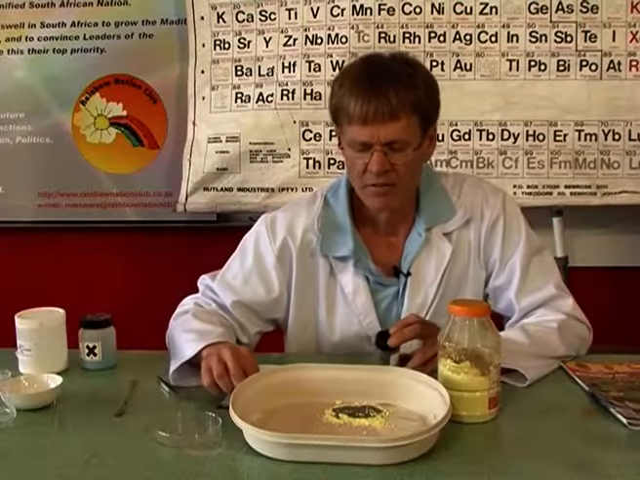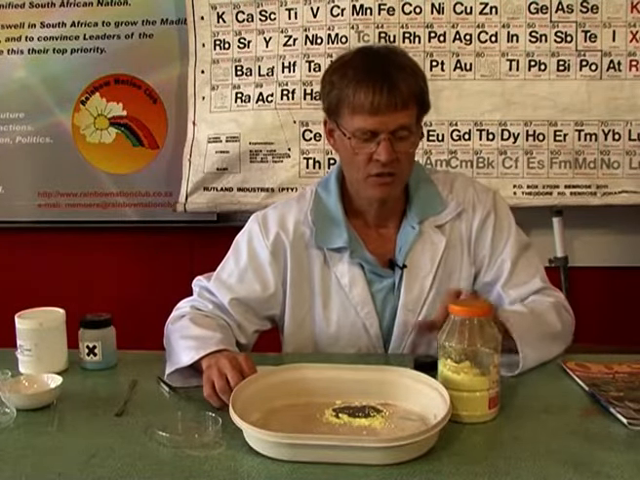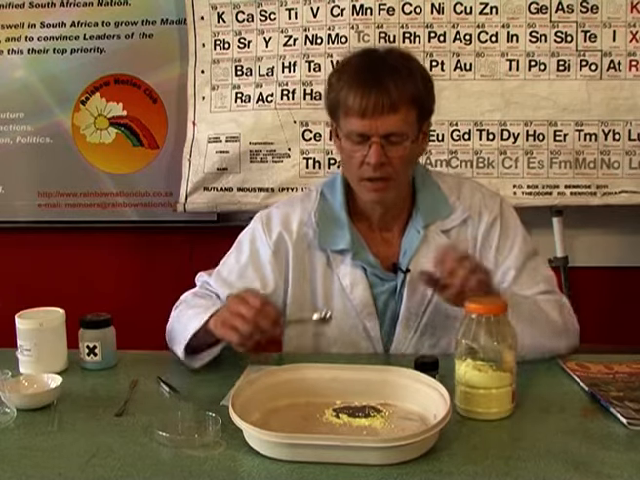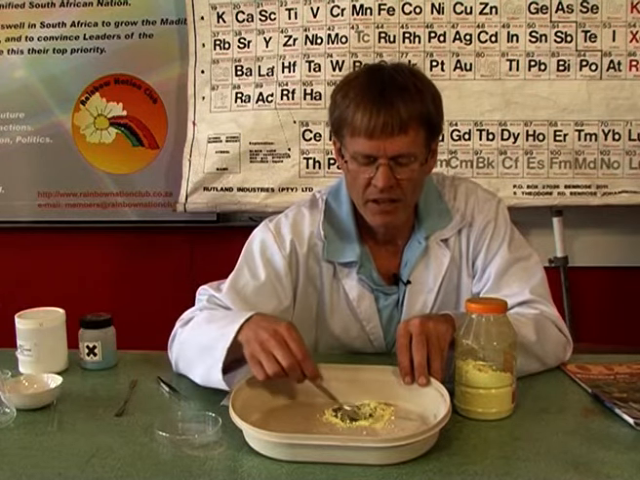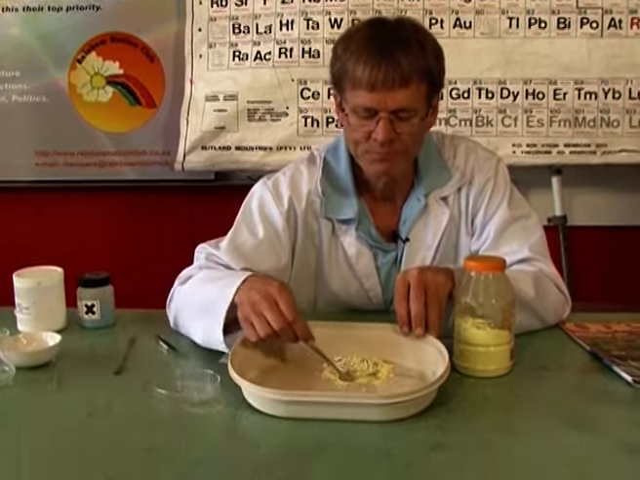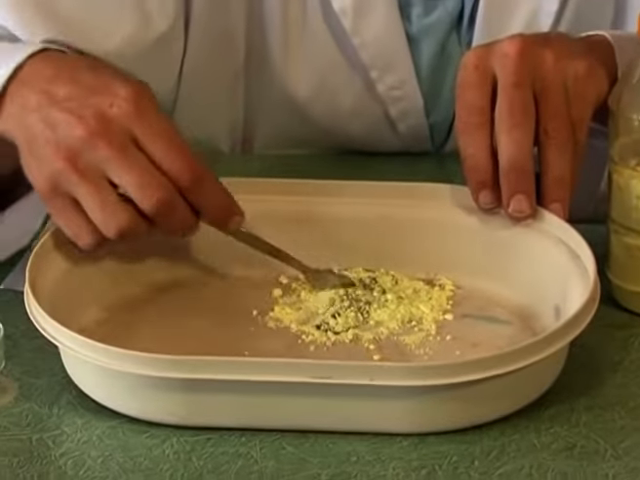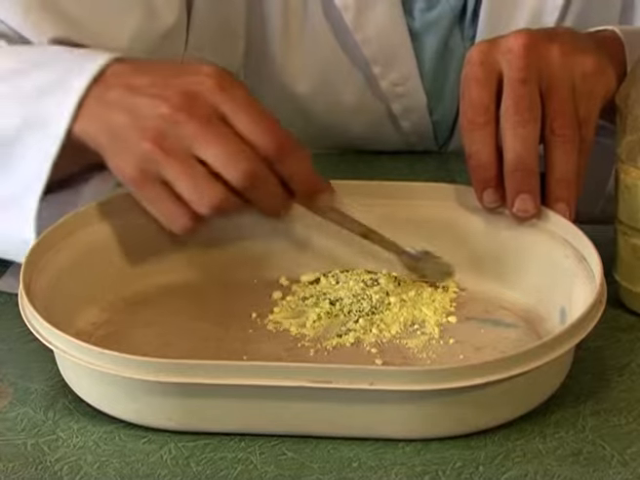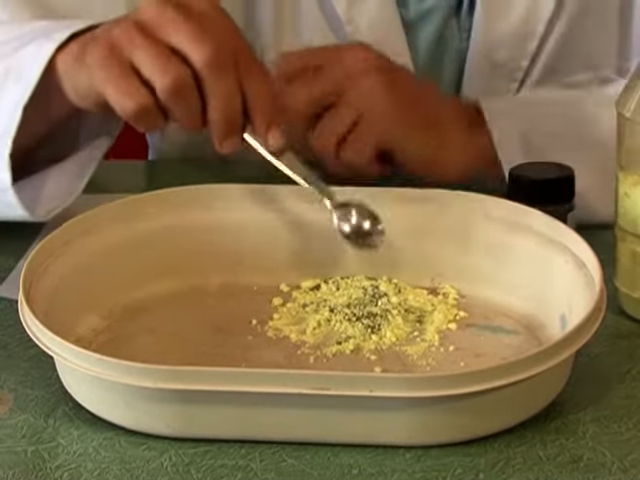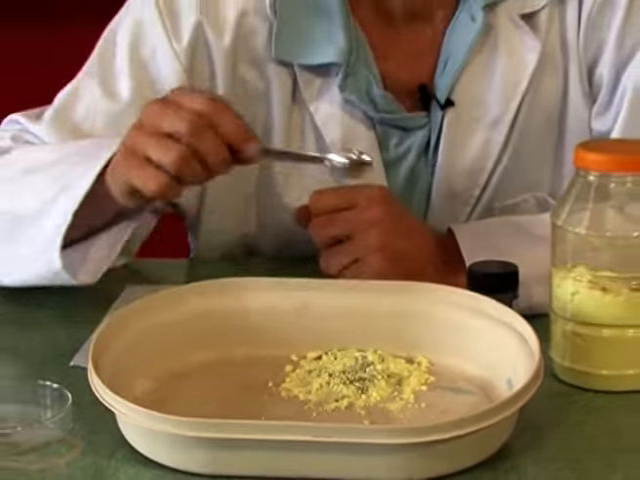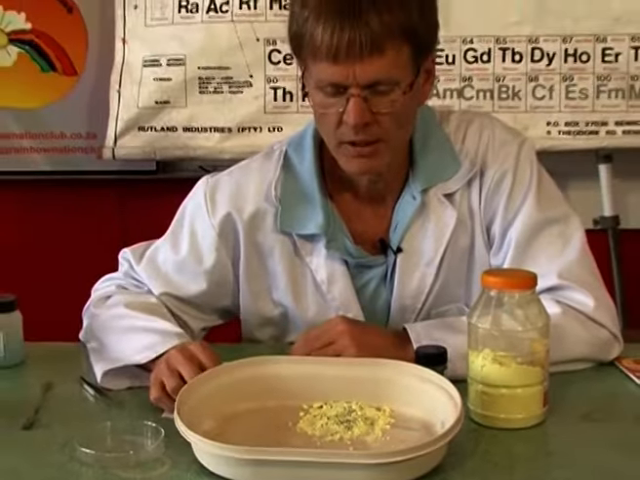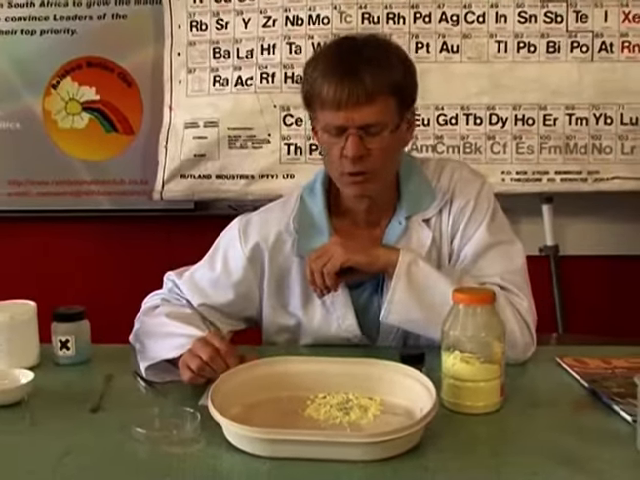Okay, here we have a mixture of iron filings and sulfur. Imagine that's all nicely mixed up. I've mixed two elements, iron and sulfur. It's not a compound, it's just a mixture. If I had to separate it, how would I do it?